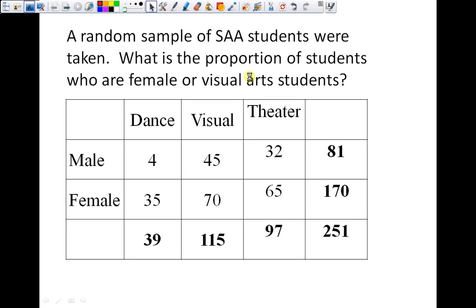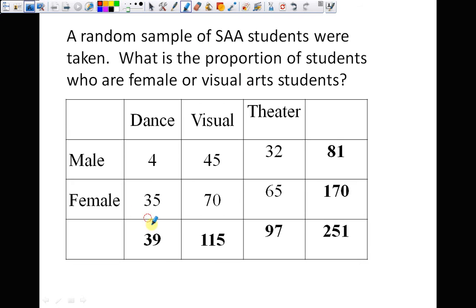Now let's look at this. What is the proportion of students who are female or visual arts students? First, if they're female or visual arts, I'm going to highlight them. So female, and also visual arts. Still female, and this person's visual arts. Now in statistics, when they say or, unless specified, we're talking about inclusive or, which means this person could be female, they could be a visual arts student, or they could be both.